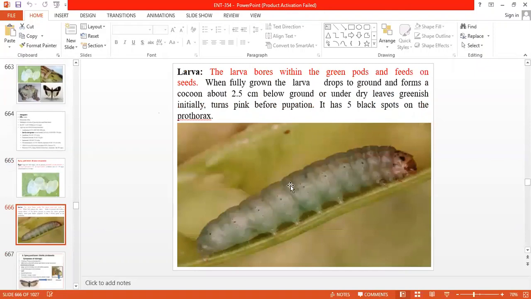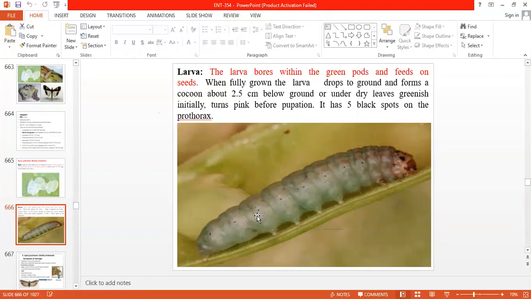So these are the spines or hairs or bristles on the skin of a larva. That's why it is called a spiny pod borer. The larva bores into the green pods and feeds on the seeds. When fully grown, the larva drops to the ground and forms a greenish cocoon about 2.5 centimeter below ground, under dry leaves. Initially it turns into the pupation.